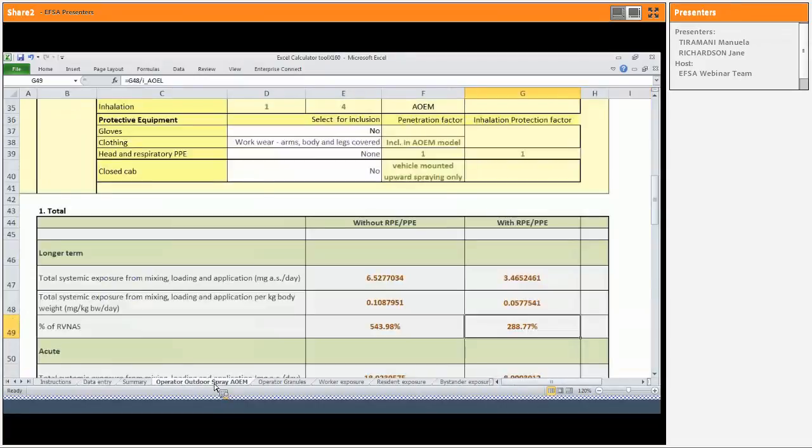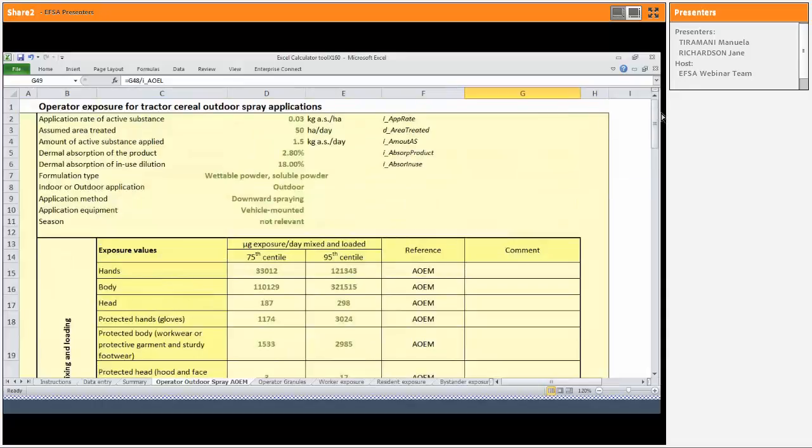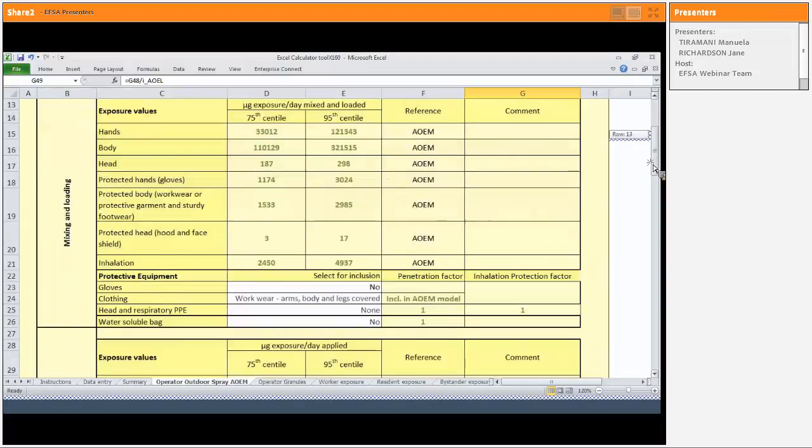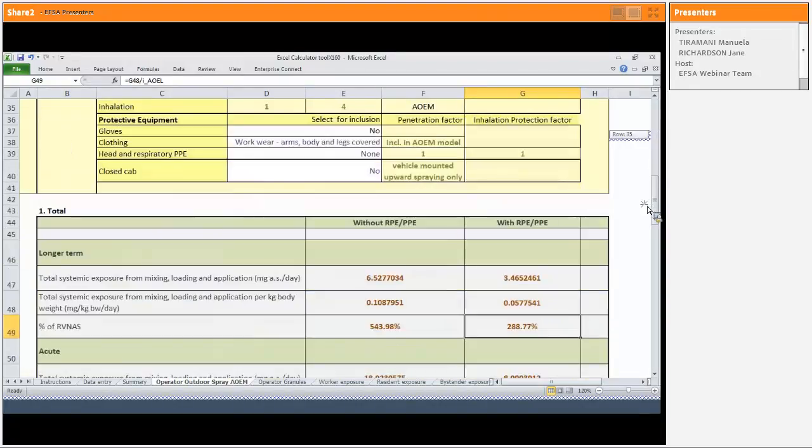Now, if we go and take a look at our operator exposure here, because we're moving to a downward spraying scenario, we have 50 hectares per day, so we're looking at a larger treated area. And again, this goes back to the OEM data. Exactly, yes. This is from the types of studies that they had available. And we can see that in this case, we are above the AOEL even with workwear being used, so just with the protection from trousers and shirt, for example.